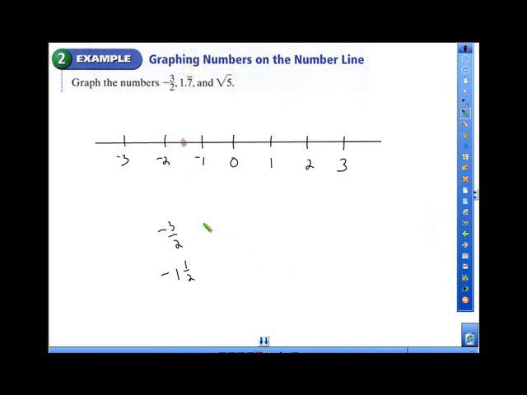So there's -1.5. How about 1.7 repeating? 1.7 repeating, well, that's more than 1. It's more than 1.5, so a little bit more than 1.5, we're looking at about right there. And square root 5, well, let's think. We know square root 4 is equal to 2. So square root 5 has to be a little bit more than 2. So square root 5 is going to be a little bit past 2, so we estimate about right there. So this is square root 5. This is 1.7 repeating. And right here, this is -3 over 2.